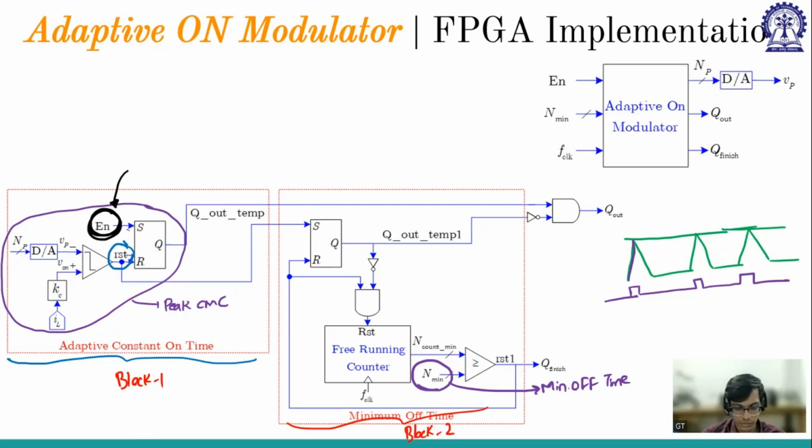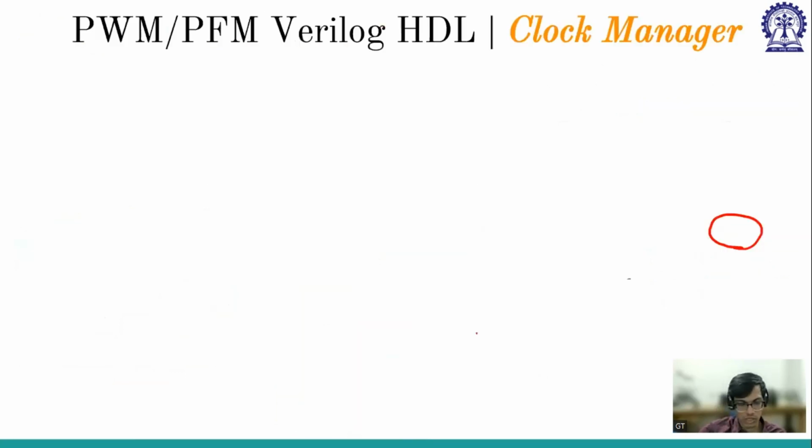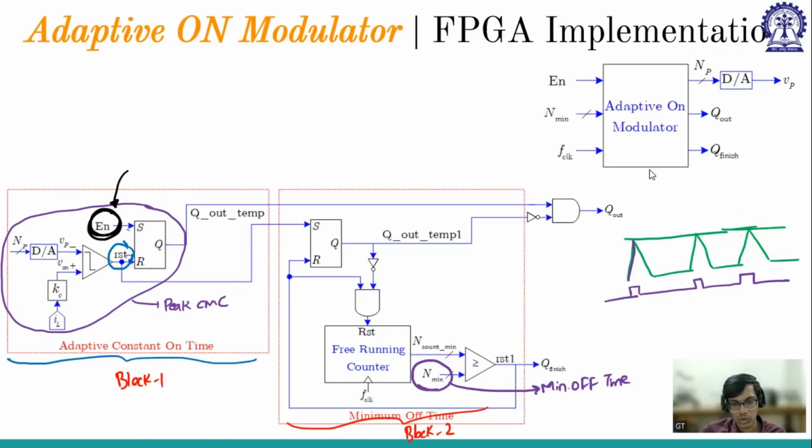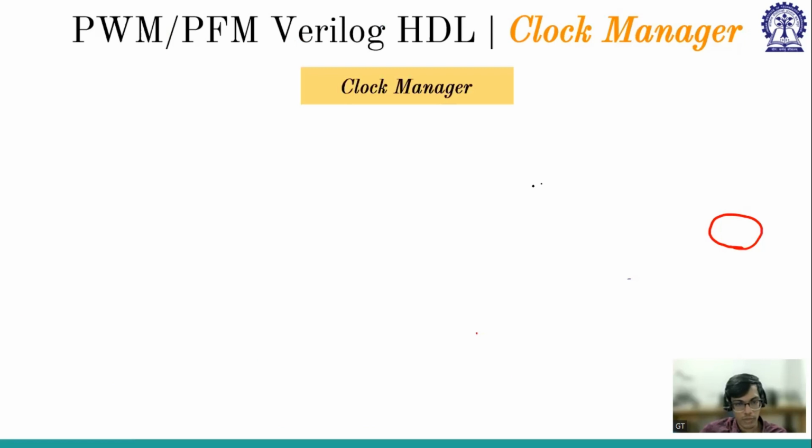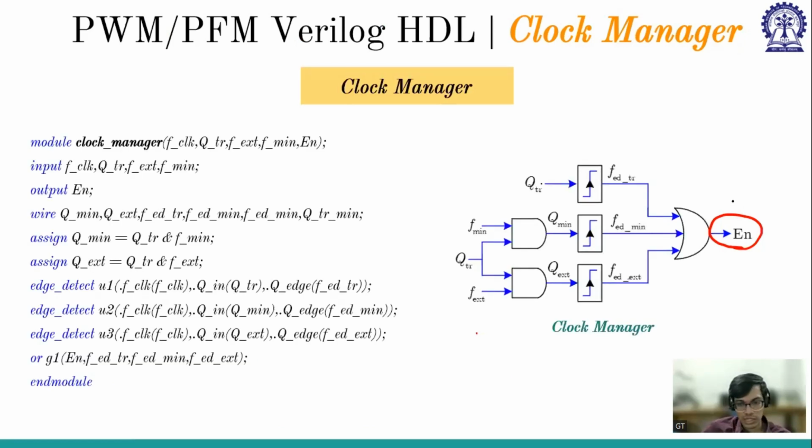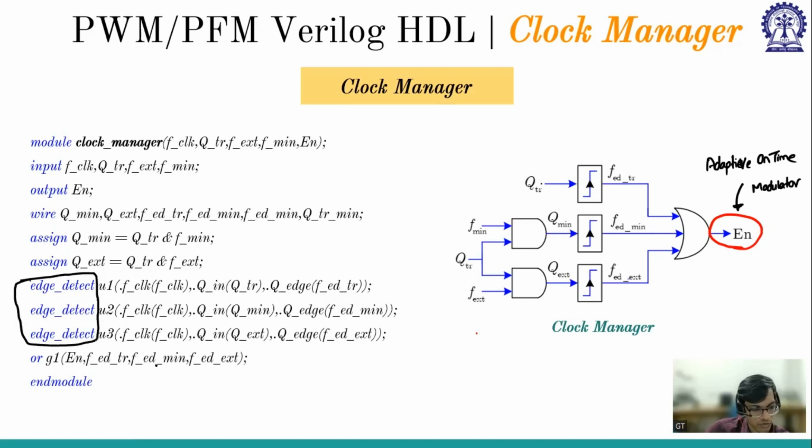Okay, sir. Thank you. So that is all about this adaptive on time modulator. Now, if we come back to our initial thing, which is the clock manager, we have seen that it generates this enable, which will trigger the adaptive on time modulator. This is the block, and these are the edge detect. For edge detect, we also discussed the logic in the previous session.